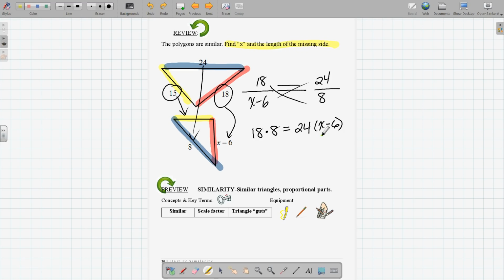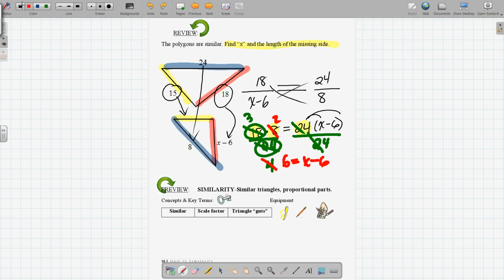There's a shortcut here rather than distributing the 24. I know that pieces of 24 can go into these numbers. So rather than distribute, you can divide it out. I know 6 goes into 18 and 24. 6 goes in there 3 times, and 4 times. 4 goes into 8 twice. So 2 times 3 is 6 equals x minus 6.